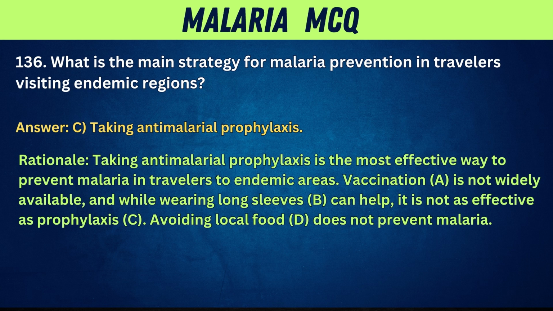Taking antimalarial prophylaxis. Rationale: taking antimalarial prophylaxis is the most effective way to prevent malaria in travelers to endemic areas. Vaccination, A, is not widely available, and while wearing long sleeves, B, can help, it is not as effective as prophylaxis, C. Avoiding local food, D, does not prevent malaria.